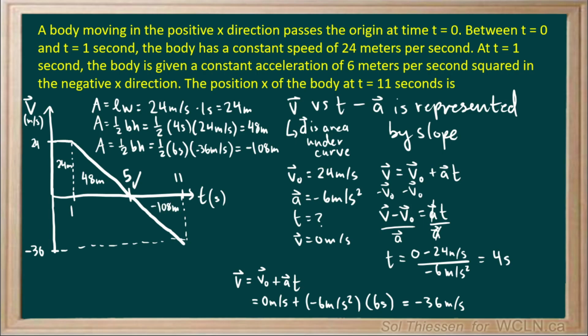Now if we add all of these up, we'll be able to find the total displacement from the initial position. So total displacement is 24 meters plus 48 meters minus 108 meters, which is equal to -36 meters. So if we consider that the object started at position x equals 0, then its final position is x equals -36 meters. So that's the answer to this problem.